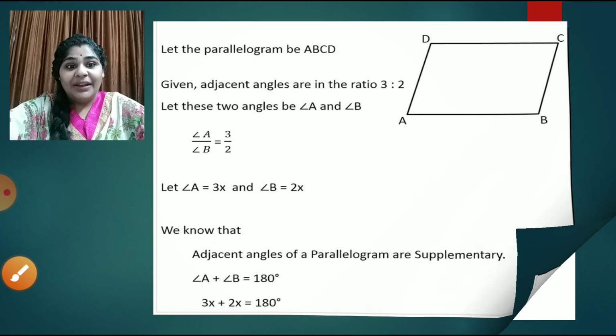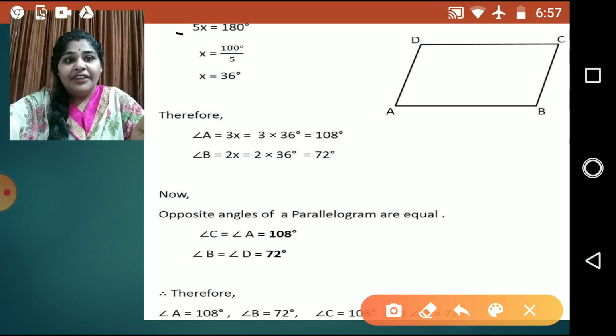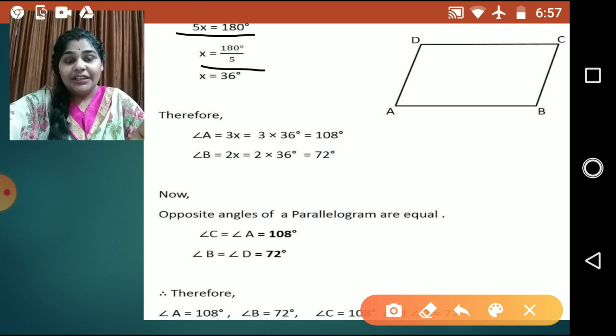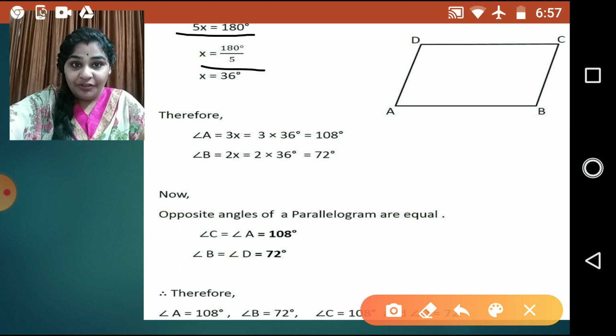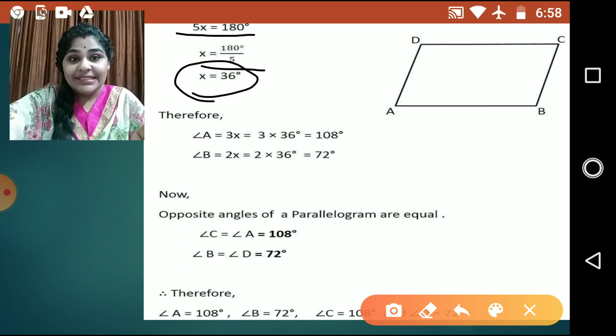That is nothing but 3x plus 2x is nothing but 5x, right? So 5x is equal to 180 degrees. Transposing 5 from the multiplication form with x, after transposing, it goes into the division. So x is equal to 180 degrees upon 5, that is nothing but x is equal to 36 degrees.